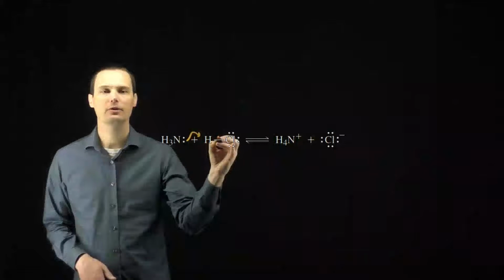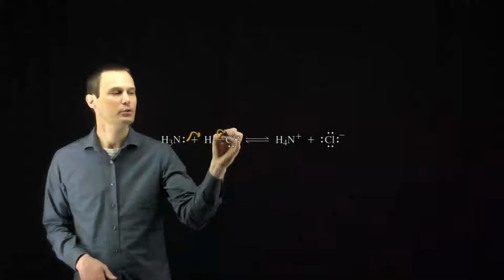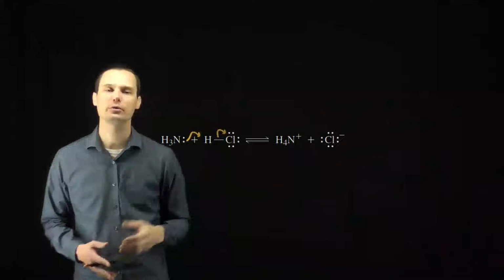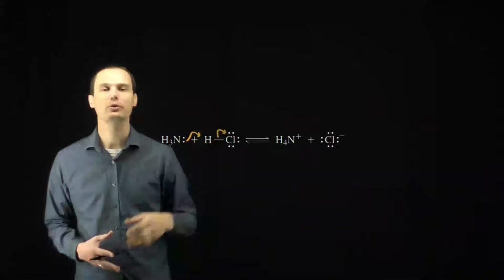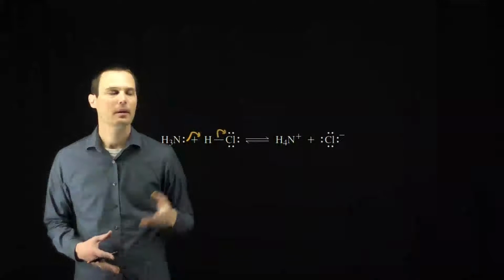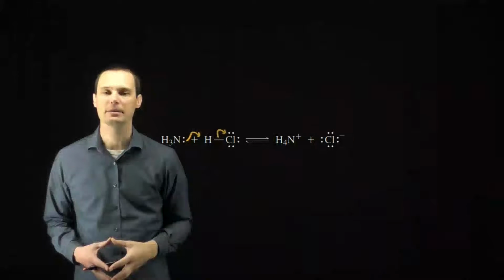To fix that, then, I'll take the electrons in the hydrogen-chlorine bond and use an arrow to push those electrons onto the chlorine. This breaks the hydrogen-chlorine bond and puts a new lone pair onto chlorine. This forms these products, and this will be the curved arrow notation for this particular acid-base reaction.